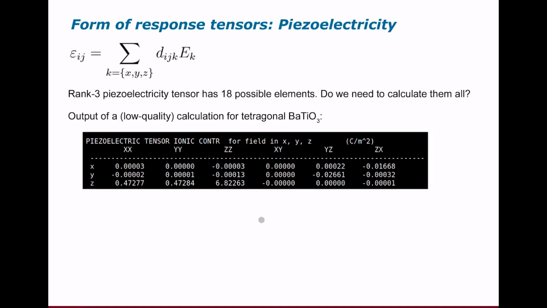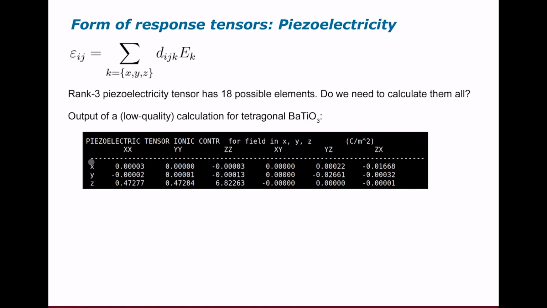Okay, so VASP automatically calculates, using density functional perturbation theory, the piezoelectric tensor. As I said, it has 18 independent elements because ijk is equal to ikj. And in the output file, for example, this is the ionic contribution only. So this is the part that comes from the displacement of atoms. The result is reported like this.